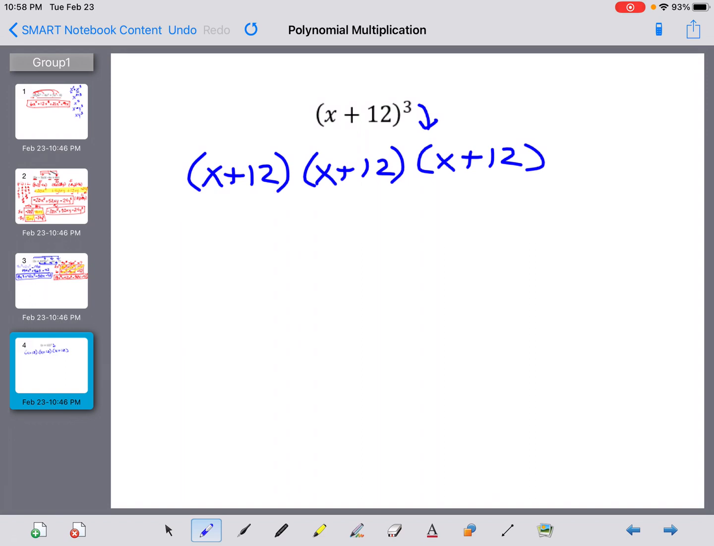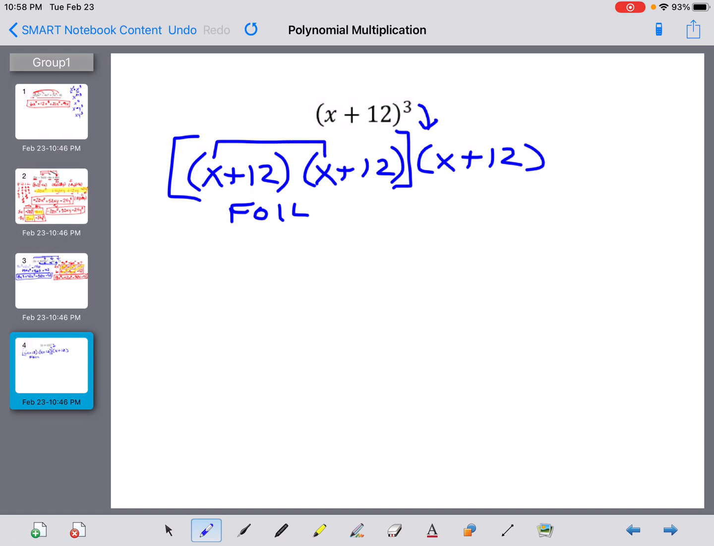There's a lot of multiplication to do. My hint to you is you can only do 2 at a time. So I'm going to do these 2 together first, and I know there's that third one sitting out there. Because this is one of the methods I use the most, I'm going to FOIL it because I see 2 and 2.